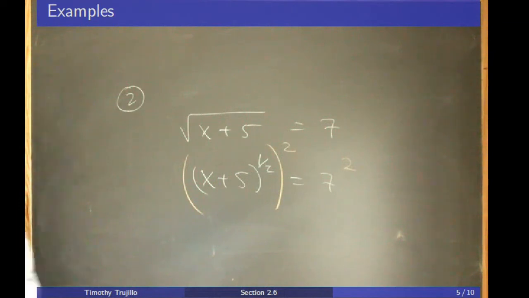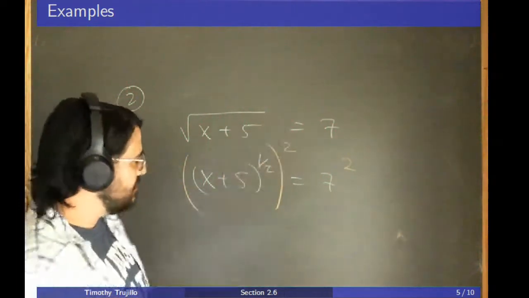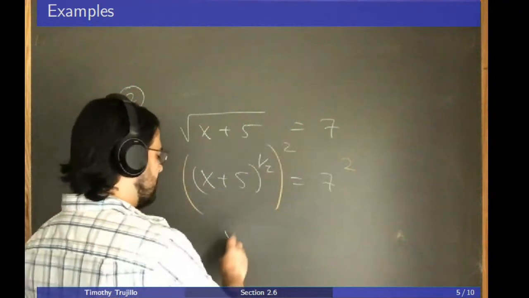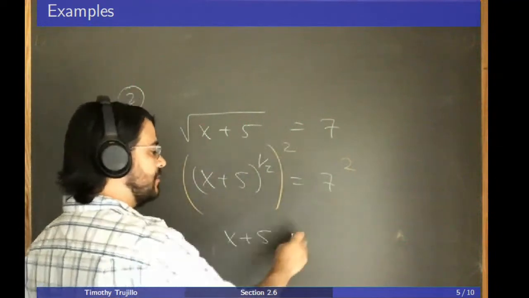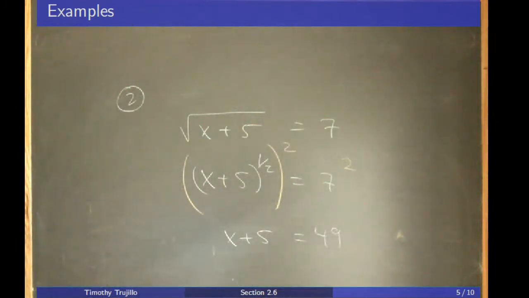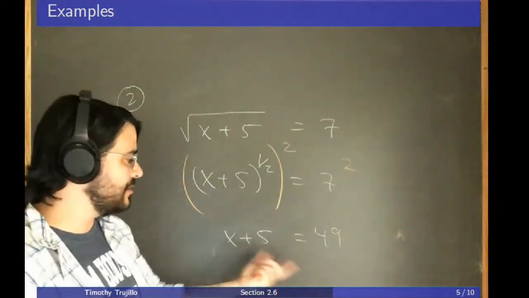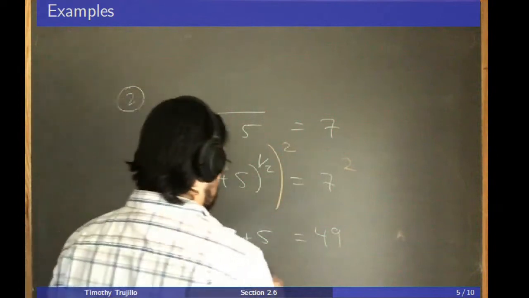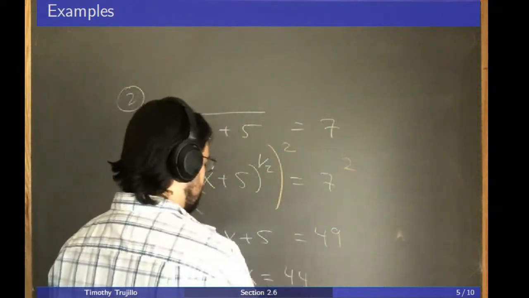Okay, so everybody sees here that the goal is to get rid of the exponents. On this side, we just get our x plus 5, and on the right-hand side, we get 49. Here we've just raised to the reciprocal of the exponent, and now we can identify the x on its own. We're going to subtract 5 from both sides. Subtracting 5 from both sides, we get 44.